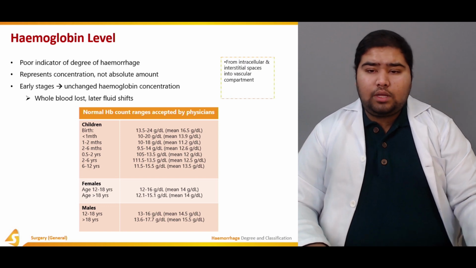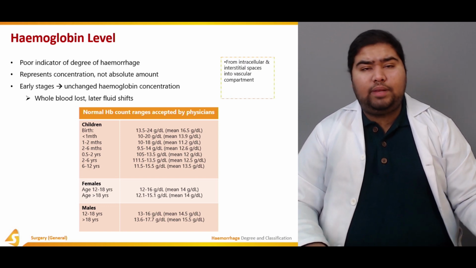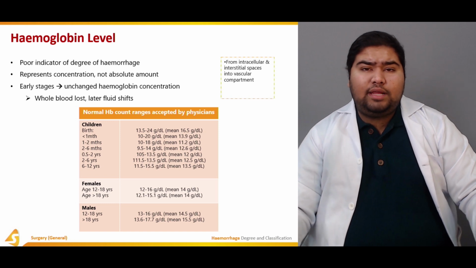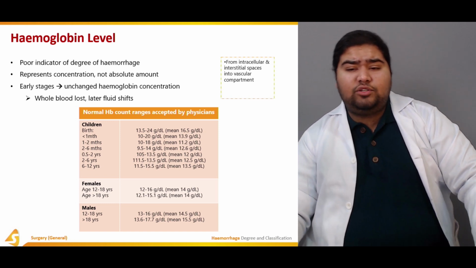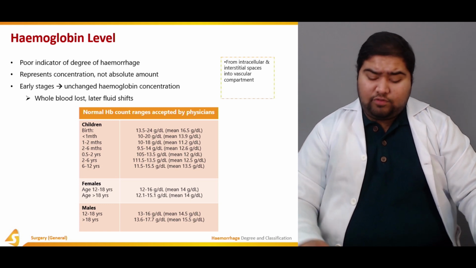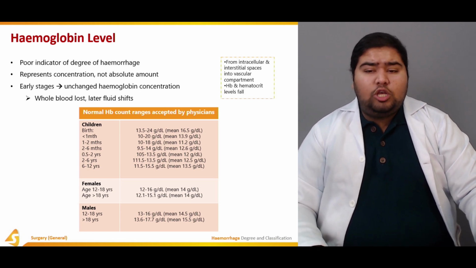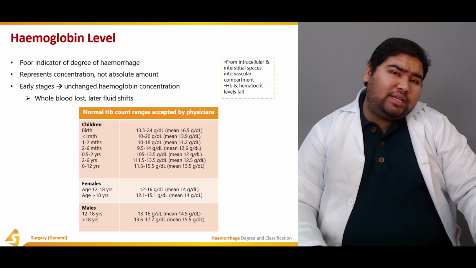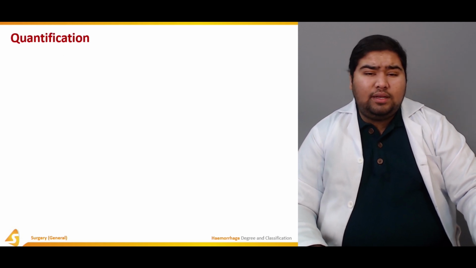Now again, we're talking about the intracellular fluids that are being transferred to the interstitial and the vascular compartment to compensate for the blood loss. So HB and the hematocrit level fall at this point in time.